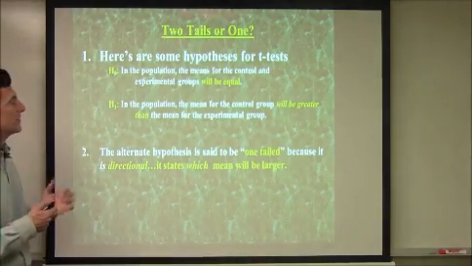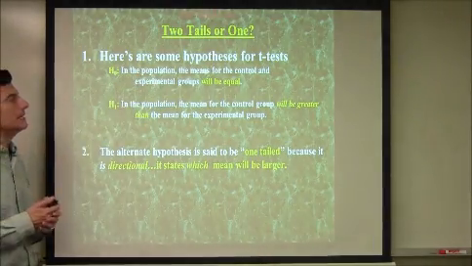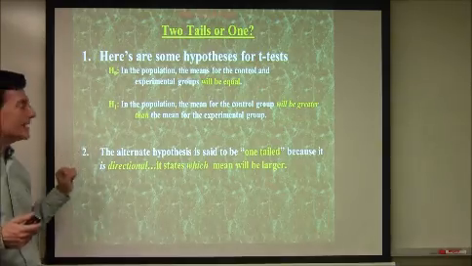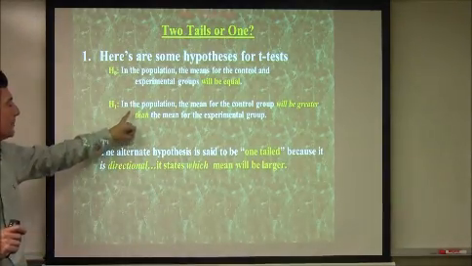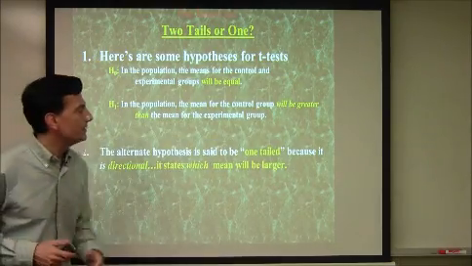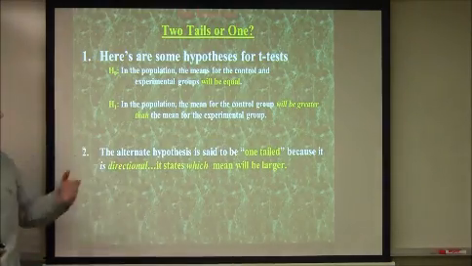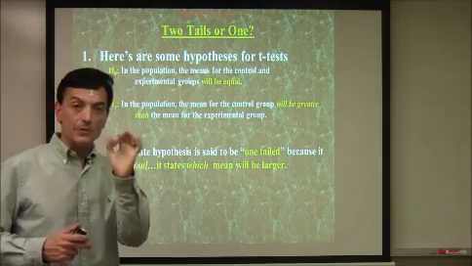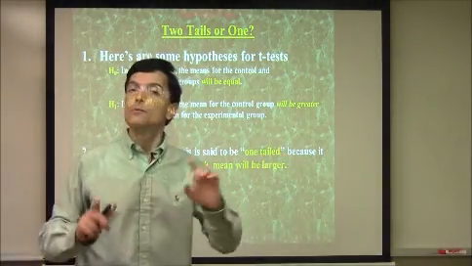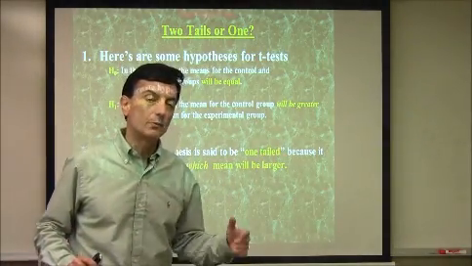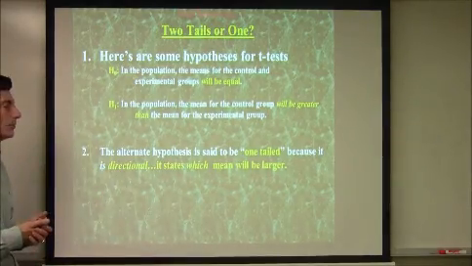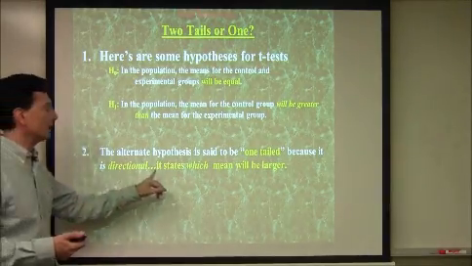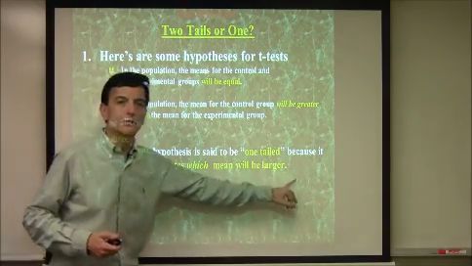Okay, here are some hypotheses for t-tests. In the population, the means for the control and experimental groups will be equal, just like before, but now watch what happens on the alternate hypothesis. In the population, the mean for the control group will be greater than the mean for the experimental group. And we're using here the word greater rather than the word not equal. So we're making, in this case, a directional prediction. The alternate hypothesis is said to be one-tailed here because it's directional. It tells us which mean will be larger than which.